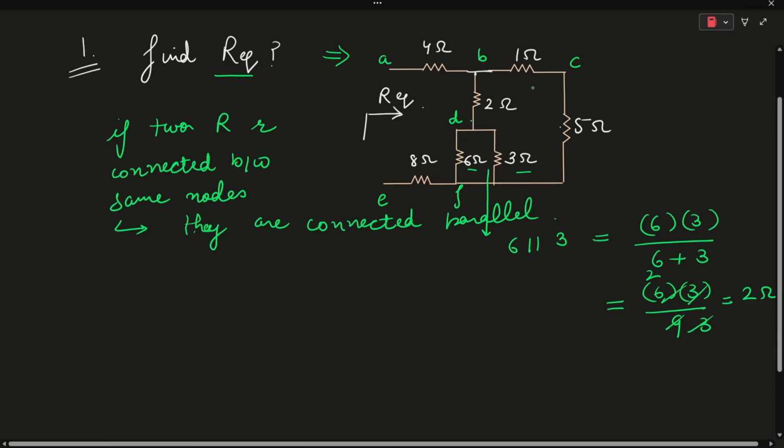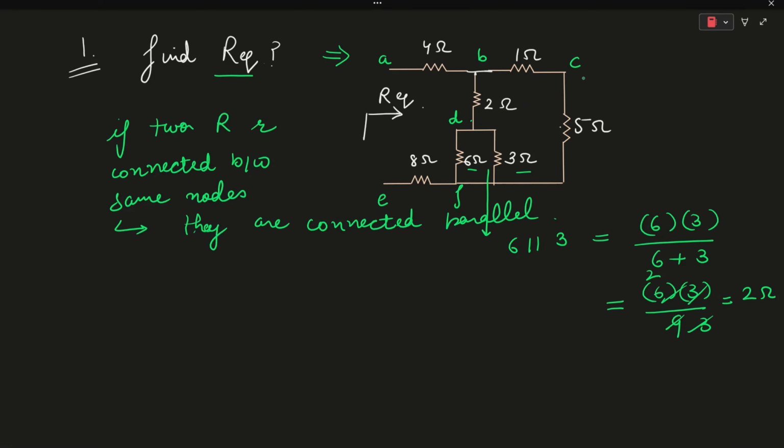On the other hand, if the resistors are connected between two different nodes, then we can say that these resistors are connected in series. For example, the 1 ohm resistor and 5 ohm resistor are connected in series. So the total resistance of these two resistors will be 1 plus 5, which is equal to 6 ohms. Also, the 4 ohm and 8 ohm resistors are connected in series. So 4 plus 8 will be equal to 12 ohms, okay?